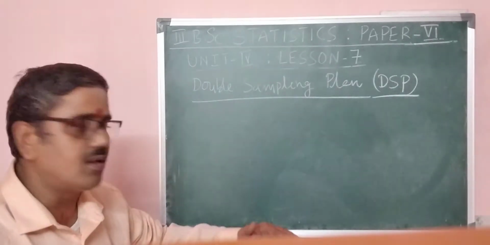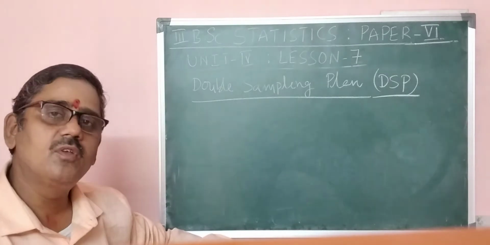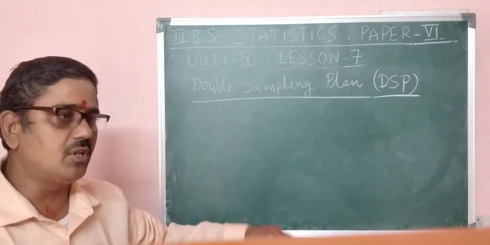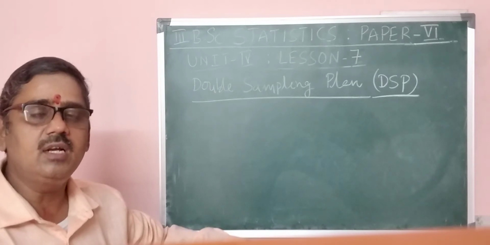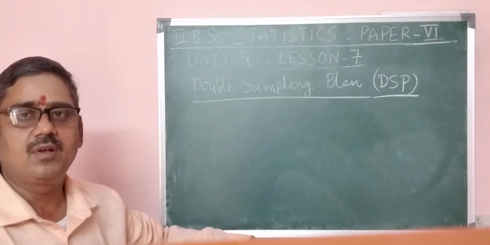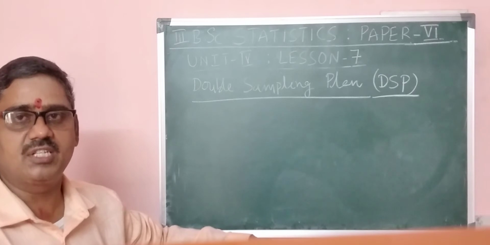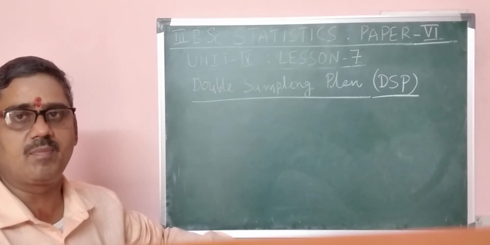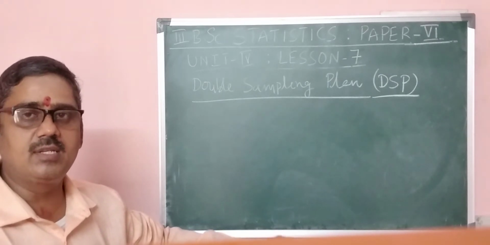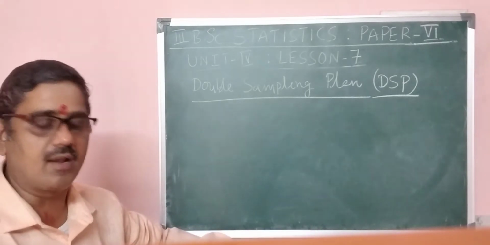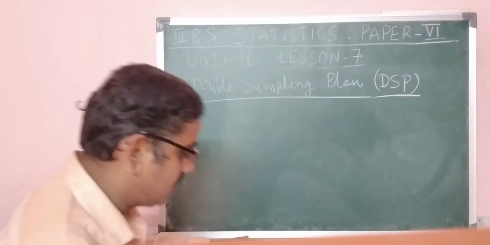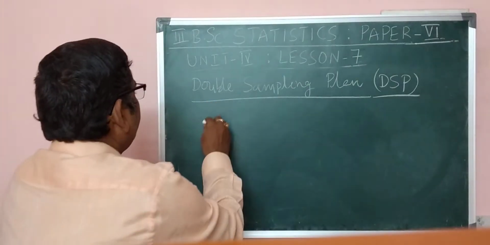Double sampling plan, DSP. So now we first discuss the terminology, and then we discuss the steps involved in the procedure of inspection in the double sampling plan, that is, the steps of conducting a double sampling plan. Now we discuss the notation. What is the notation?